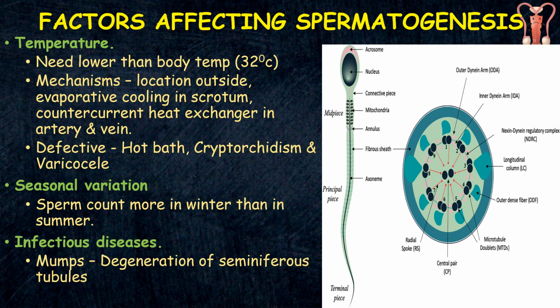And then the infectious diseases. Like mumps, they can cause degeneration of the seminiferous tubules, so that can decrease the spermatogenesis. And then the hormonal control, the GnRH control, we can go through in our next class.